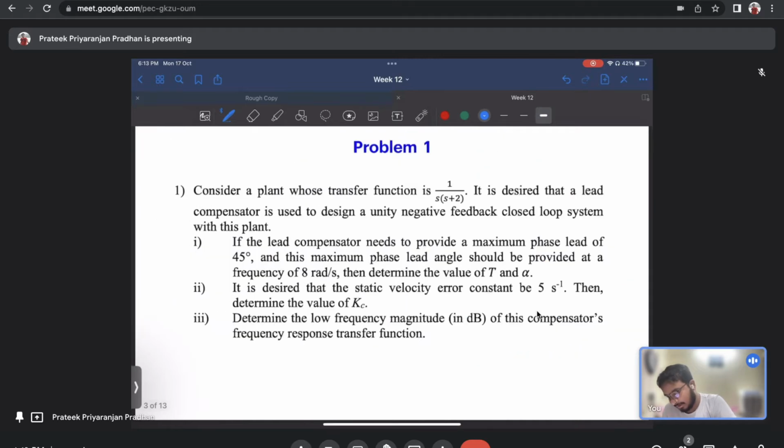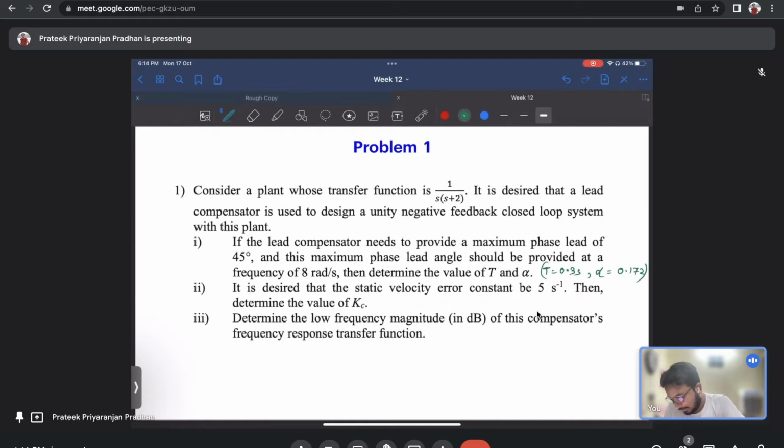So the first question is done. What are the answers? T is equal to 0.3 seconds and alpha is equal to 0.172. And never forget the units. I have been repeatedly saying this, never forget the units.